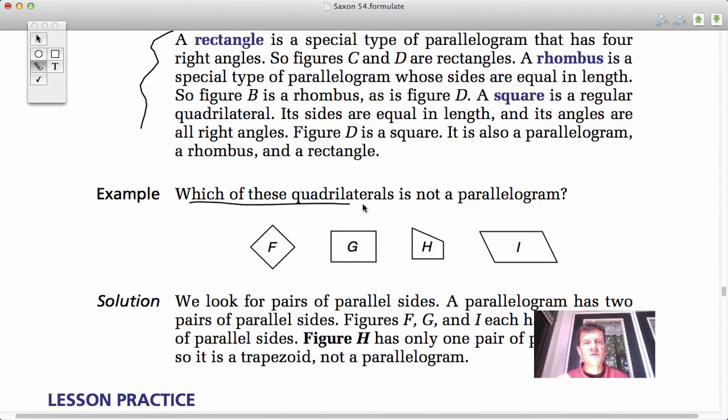So, which of these quadrilaterals is not a parallelogram? Well, that would be H, because to be a parallelogram, the opposite sides have to be parallel. So F, opposite sides parallel, G, opposite sides parallel, I, opposite sides parallel, but H is not. Okay?